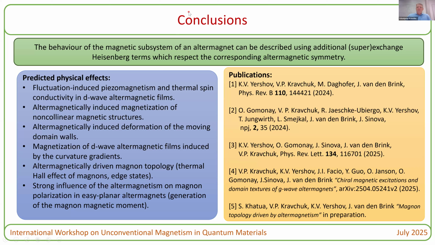Here is my conclusion. I want to reduce it only to one statement: the behavior of the magnetic subsystem of an altermagnet can be described using additional superexchange Heisenberg terms. And here is the list of predicted physical effects which in this model we can predict.